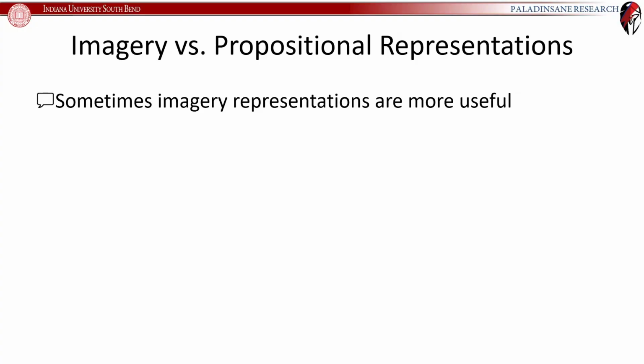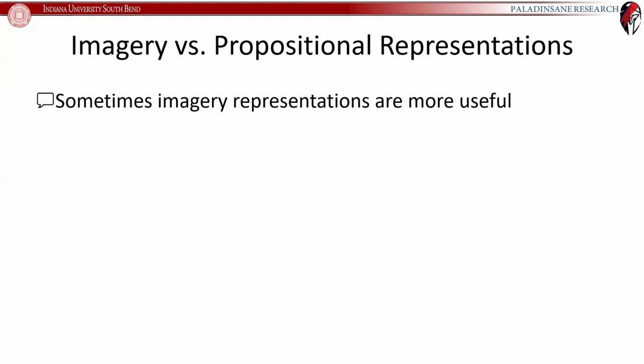So why is this important? Other than we just really, really want to know how our minds work. Well, the reason that this is one of the big fundamental questions of how our minds operate is because it has real implications in terms of our behavior and understanding what we do as human beings. Sometimes imagery representations are more useful, and other times propositional representations are more useful. So let's start with imagery representations.